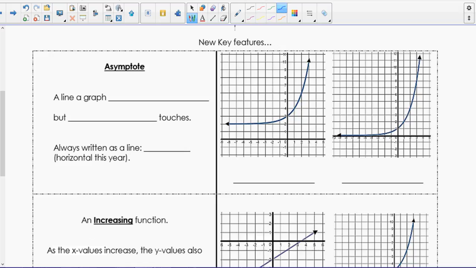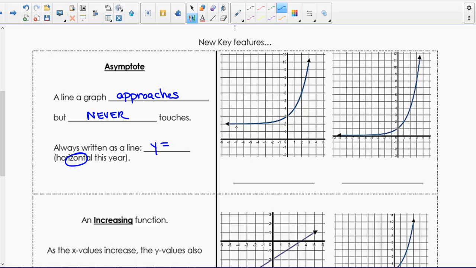So one of them is an asymptote, and we've talked about this before, but let's actually put a name to it. So an asymptote is a line a graph approaches but never touches. And we are only going to be dealing with horizontal asymptotes, which means that our line will always be written as y equals something. Okay, and because it is a line that we approach, we must write it as y equals.